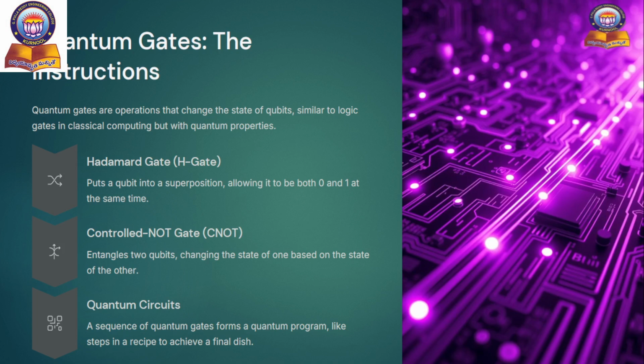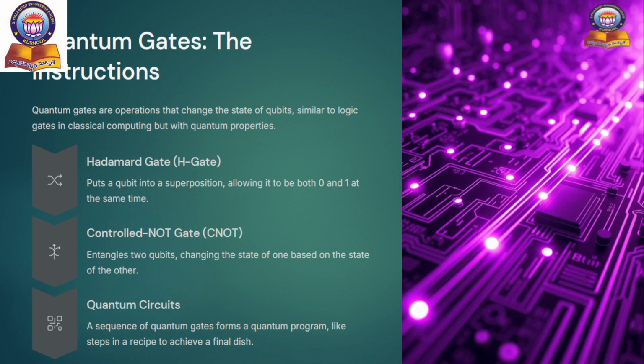Here we have different types of quantum gates: the Hadamard gate, also called the H gate, the controlled NOT gate, also called the CNOT gate, and we also use quantum circuits. The Hadamard gate mainly puts the qubit into superposition, which allows it to be both 0 and 1 at the same time. Superposition is like flipping a coin into the air. When a coin is flipped in the air, it is present on both sides, like it's both 0 and 1 together, and that is what we call superposition.